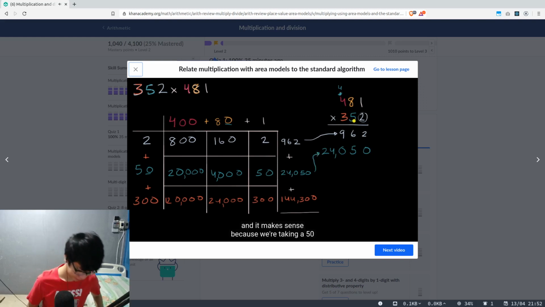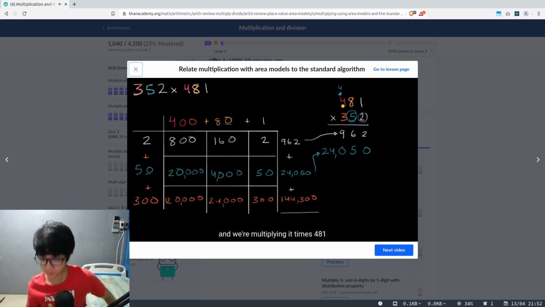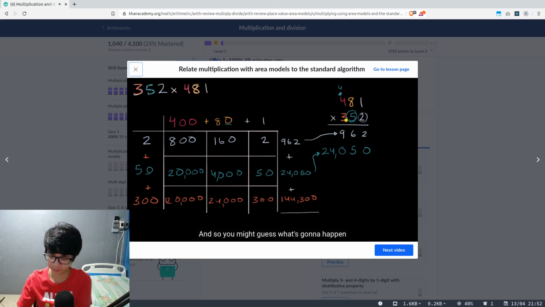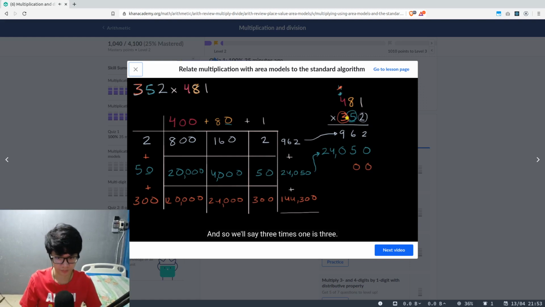And it makes sense because we're taking a 50 and we're multiplying it times 481, which is exactly what we did right over there. And so you might guess what's going to happen when we take this 3 and we multiply it times 481. That's really a 300 times 481. Let me delete that so I don't get confused. So because it's a 300 in the standard algorithm, we put 2 zeros here first. So when I say algorithm, it just means a method of doing something. And so we'll say 3 times 1 is what I got.